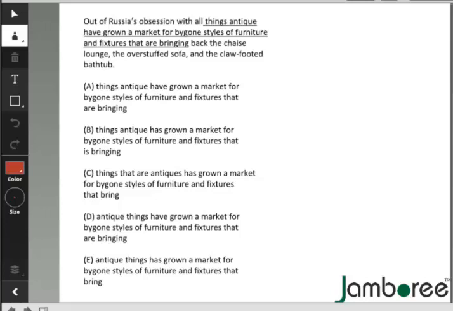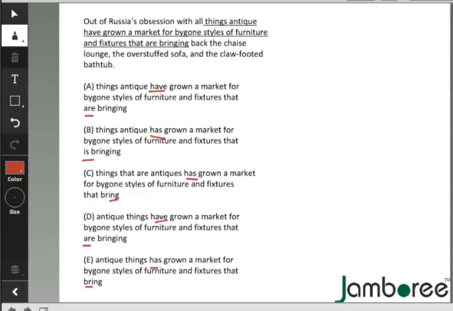Okay, let's start. In this question you could have seen have here, has here, or you could have seen are bringing, is bringing. So there are multiple entry points into this question. Bring is plural, is bringing is singular, are bringing is plural. So you could have entered anywhere, right?